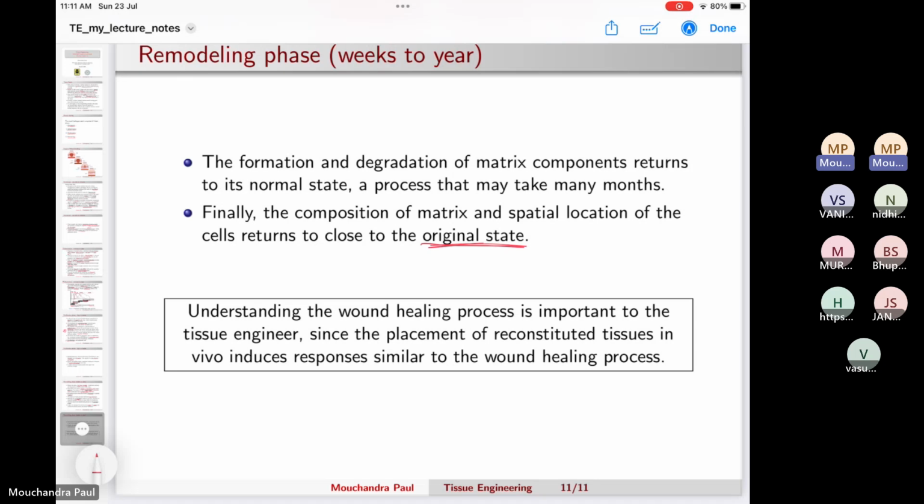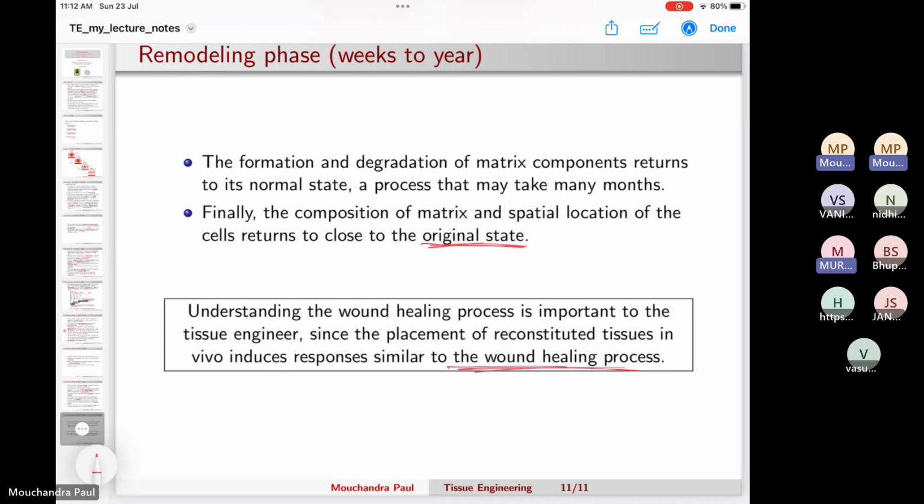place any artificial tissue graft over the injured area, you will see a response similar to this wound healing process, which we will study when we talk about biomaterials and biomaterial scaffolds. We will talk about what happens then, but the response is very similar to what we have studied just now. So if there are any doubts, you can let me know. Otherwise, I have finished my discussion.